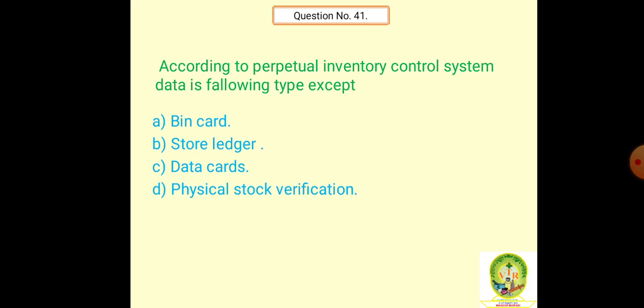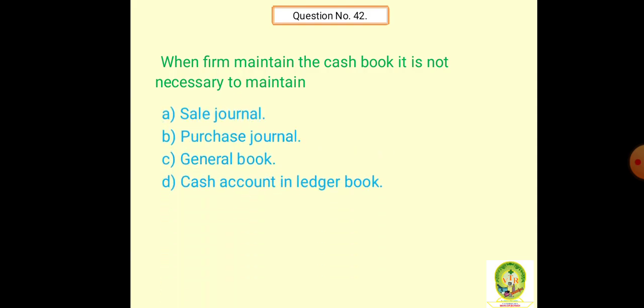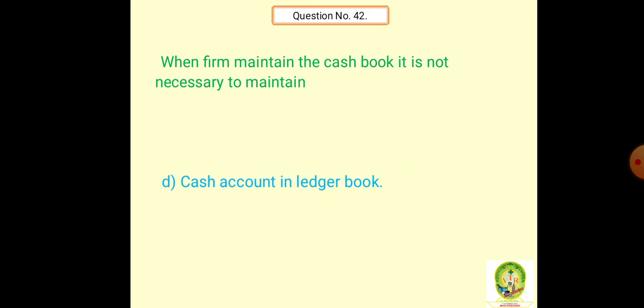According to perpetual inventory control system, data is following type except. Options are A. Bin card, B. Store ledger, C. Data card, D. Physical stock verification. Right answer is C. When firm maintain the cash book, it is not necessary to maintain. Options are A. Sale journal, B. Purchase journal, C. General book, D. Cash account in ledger book. Right answer is D.